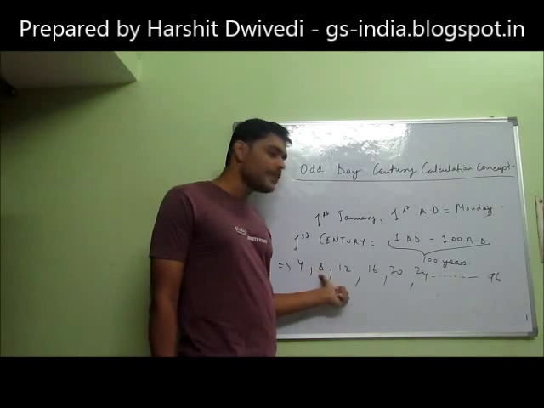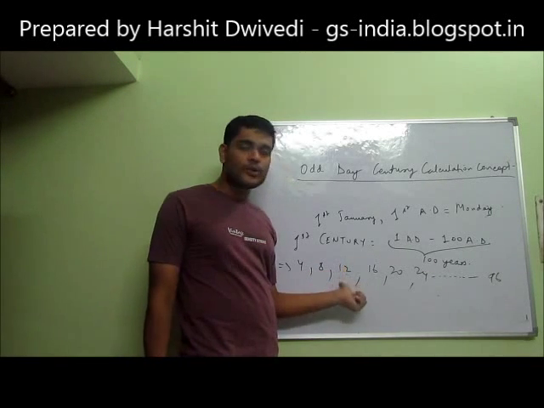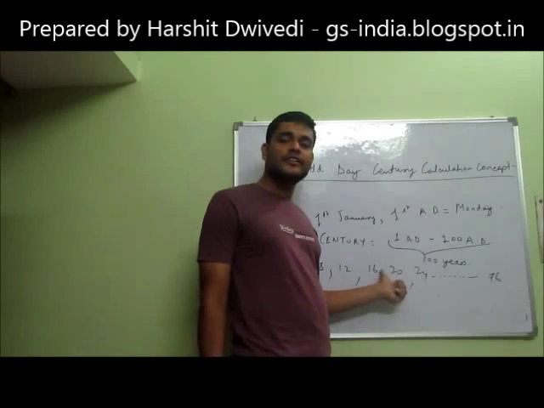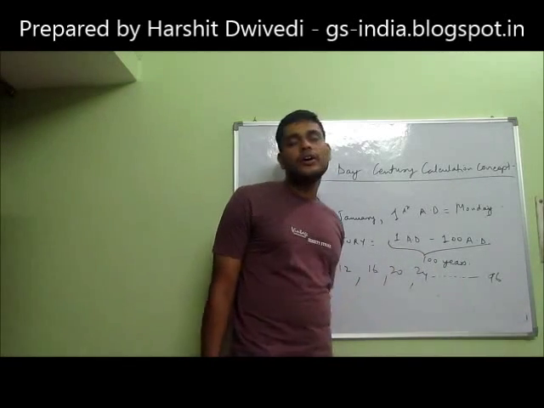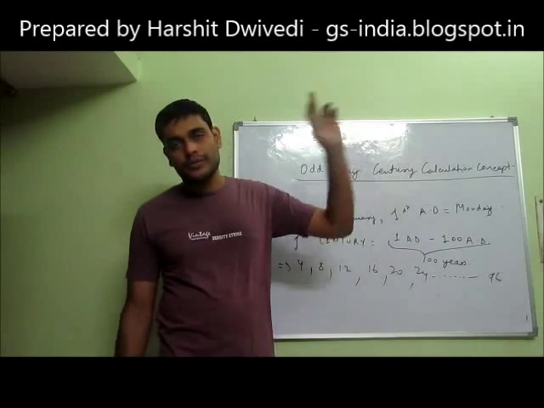If we increase 4 by 4, we get 8. If we increase 8 by 4, we get 12. 12 increased by 4, 16. 16 increased by 4, 20. 20 increased by 4, 24. And then so on.